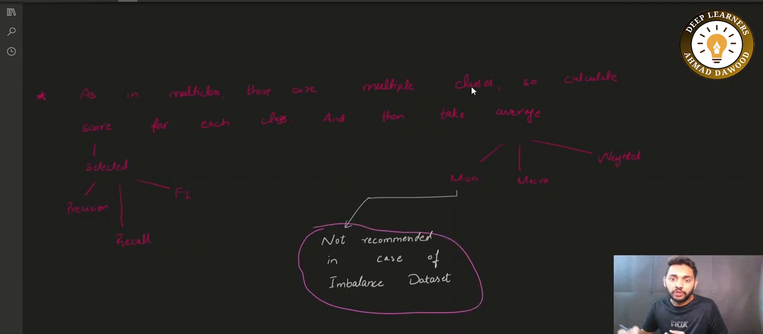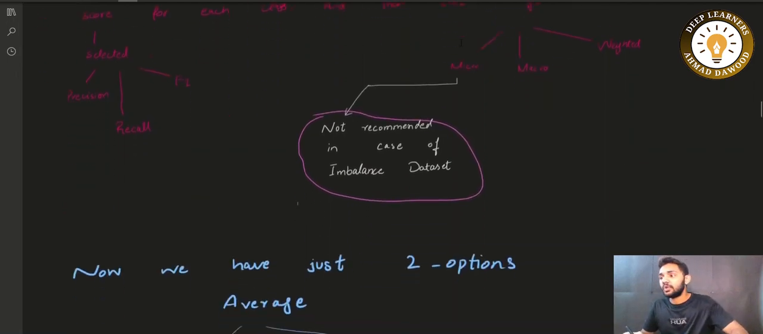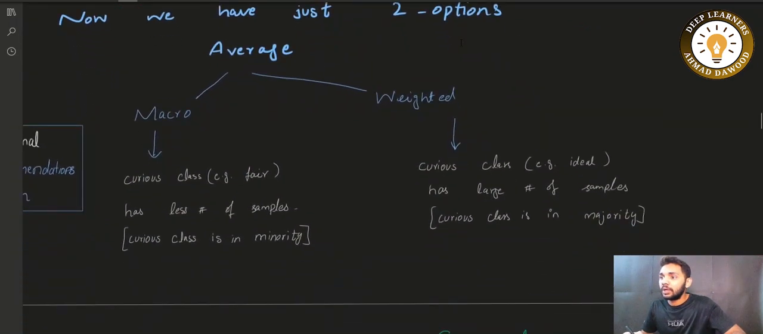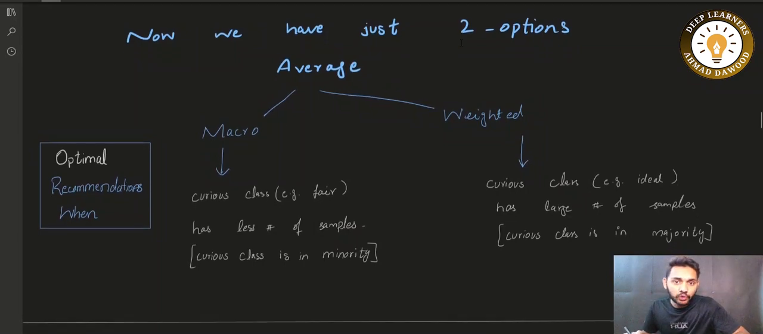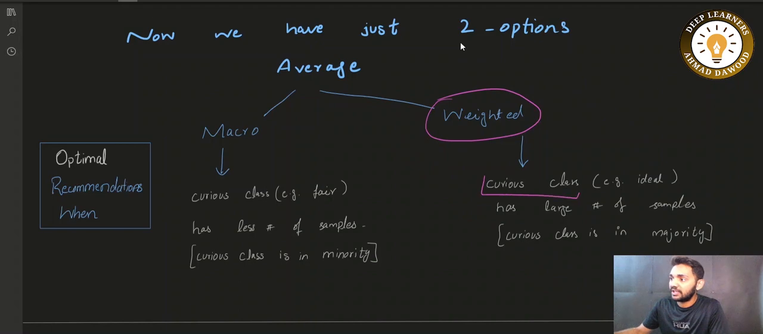Now we have just two options, macro and weighted. These are not the ideal solutions, just the optimal solutions. Now, first you have selected your performance measure. Let's say you are curious about a class, as I discussed last time, and you want to highlight the score of that class in the overall measure.